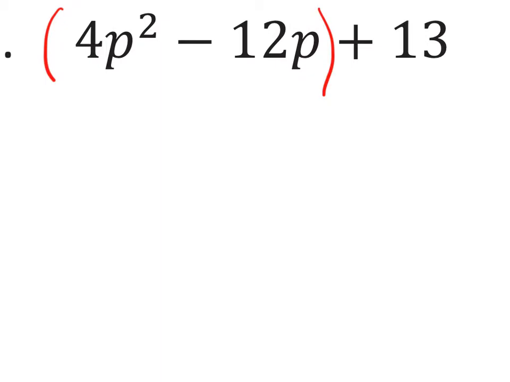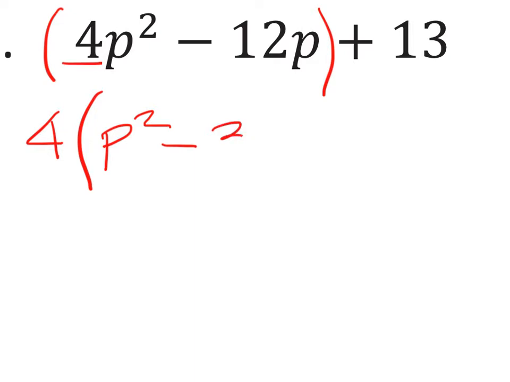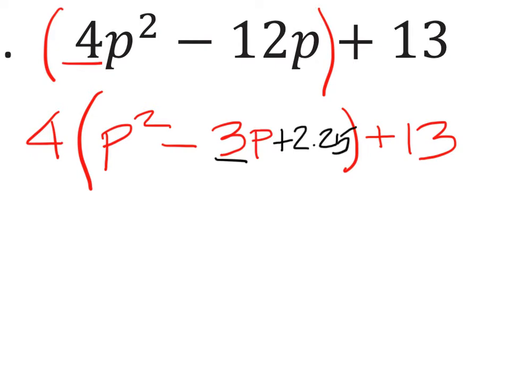You have to group these two together, and we want to get rid of the 4, so we put it outside of the parentheses. And then divide 4p squared by 4 to get p squared. Divide 12p by 4 to get 3p. Leave a space. Close the quantity, add 13. Half of 3 is 1.5. 1.5 squared is 2.25. We did not add 2.25 to the whole expression.